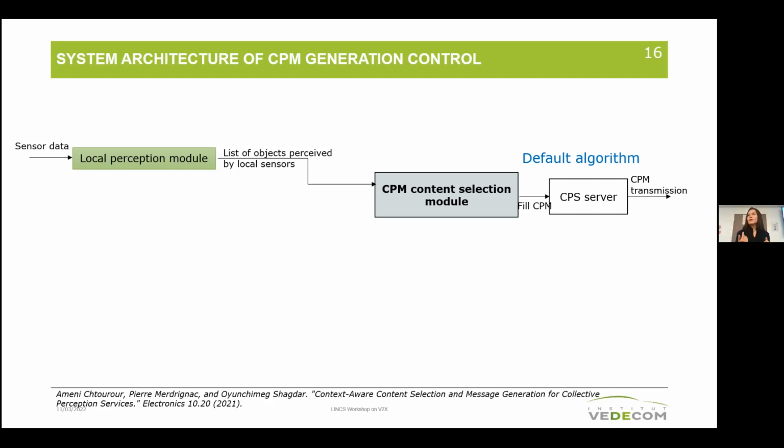They have a local perception module with sensors. Then they select how many objects they detect, and then they transmit and put it in the CPM. That is the basic case. That's the default algorithm.